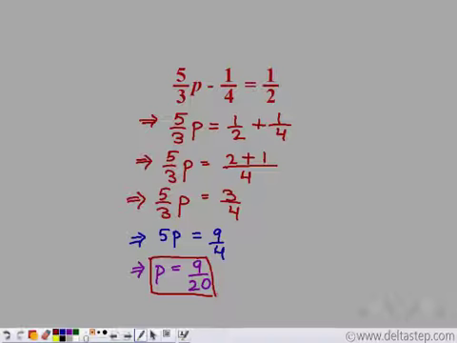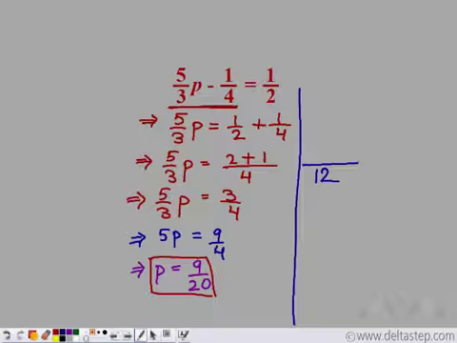Now if you have a look at the left hand side of this equation, this side, then we have something minus something. So these are two fractions. So instead of following these steps, we could have first taken the LCM of these two fractions and simplified the left hand side. Let us try and simplify the left hand side. So we take the LCM of 3 and 4. The LCM of 3 and 4 is 12.